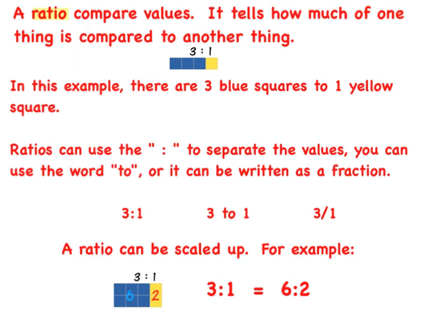Now, a ratio can also be scaled up. For example, 3 to 1 is the same thing as 6 to 2. And you'll notice, just like when we were finding equivalent fractions, it's the same thing as finding an equivalent ratio. To get from the 3 to the 6, I multiplied it by 2. And to get from the 1, I multiply by 2 and get 2. So the 3 times 2 and the 1 times 2. As long as I do the same thing to both numbers, I'm going to have that equivalent ratio.